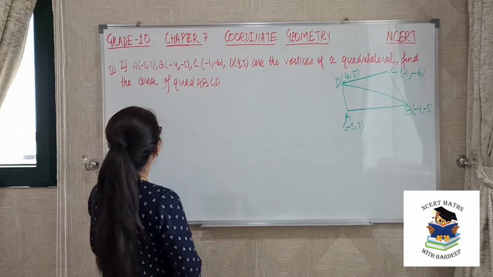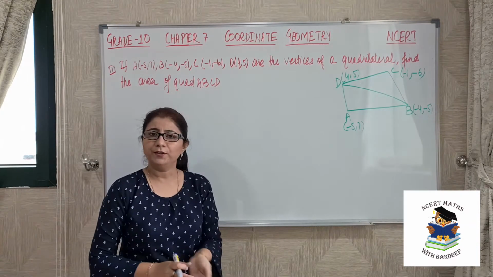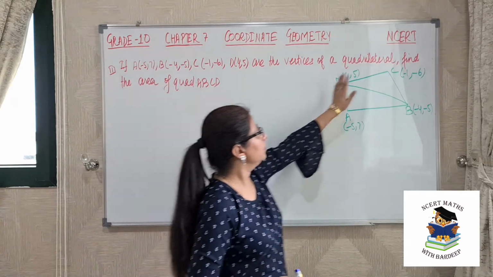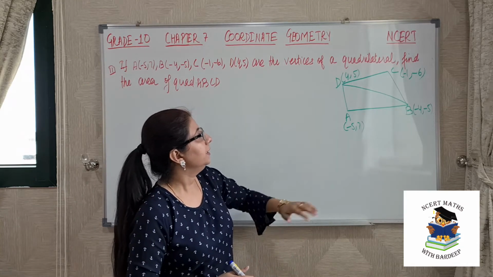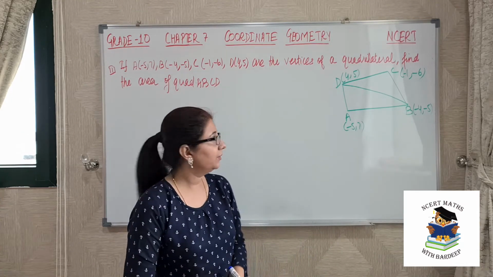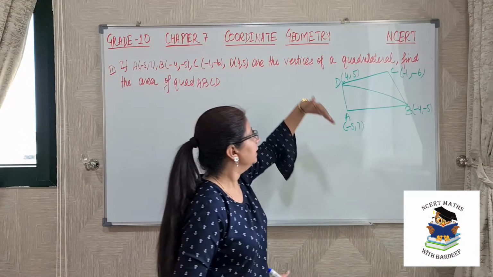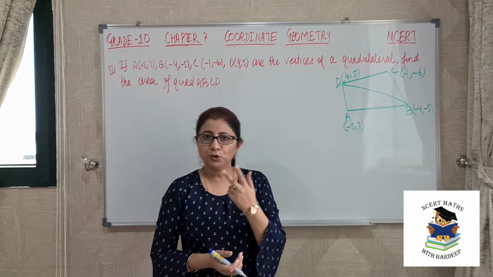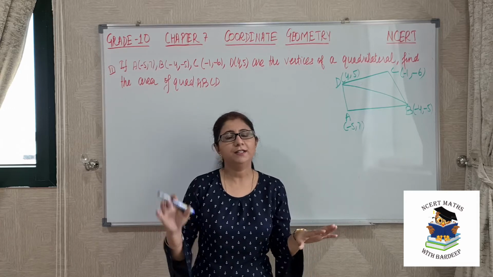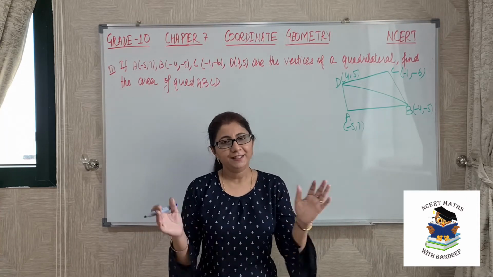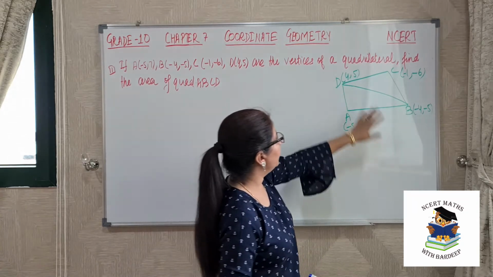So another application is, if these are the vertices of a quadrilateral, find the area of the quadrilateral ABCD. That means 4 coordinates are given to us and we should find its area. We know that if we join any diagonal, this quadrilateral can be split into 2 different triangles. So we should find the area of individual triangles using area of a triangle and then add them to find the area of given quadrilateral. So let's join BD.